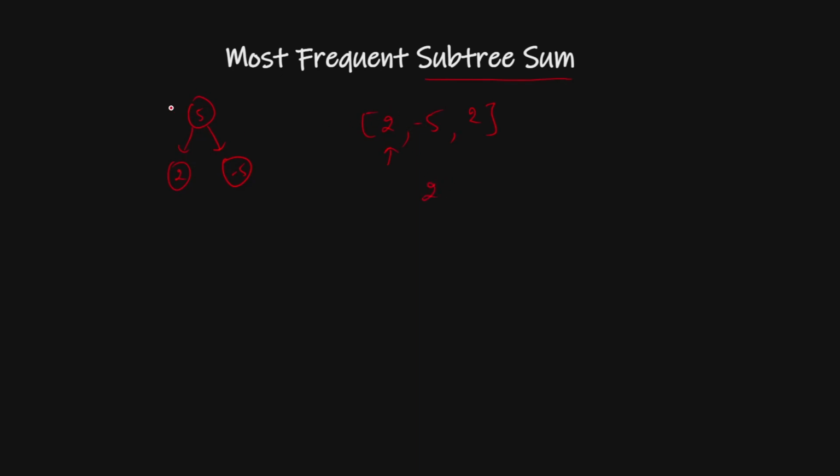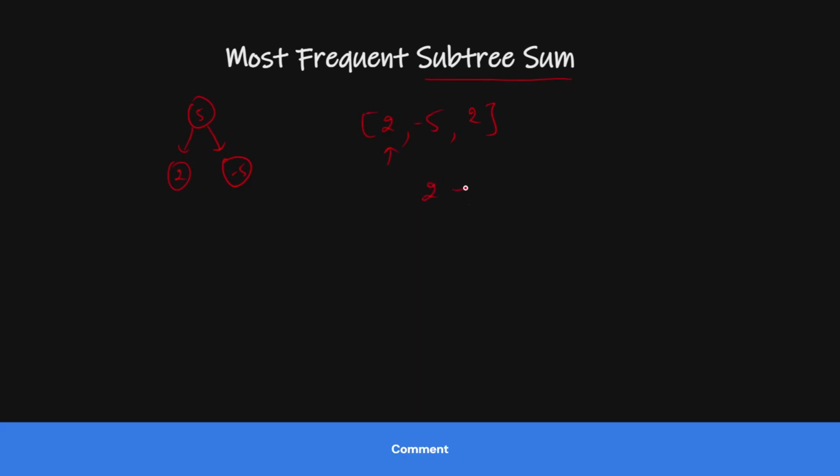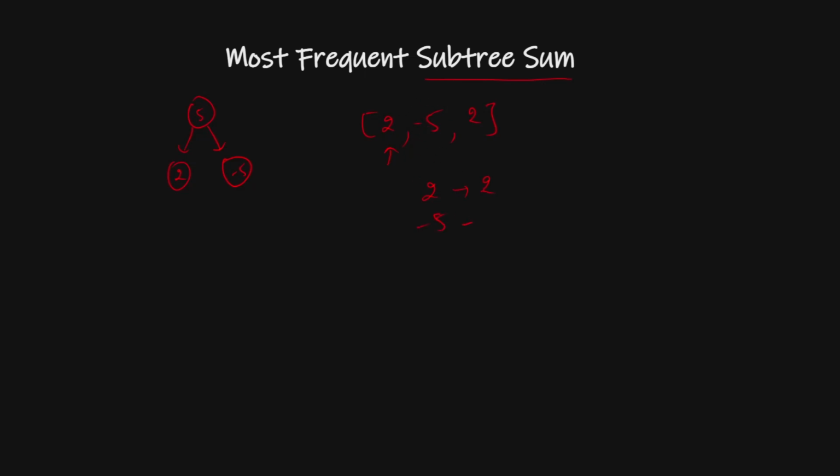How many subtrees do we have which have sum 2? It is 2. How many subtrees do we have which have sum minus 5? It is 1. So here we can say that 2 is the most frequent subtree sum, so we will return 2 here.